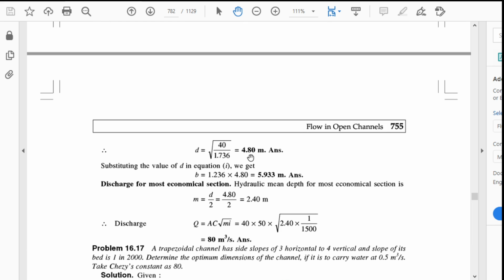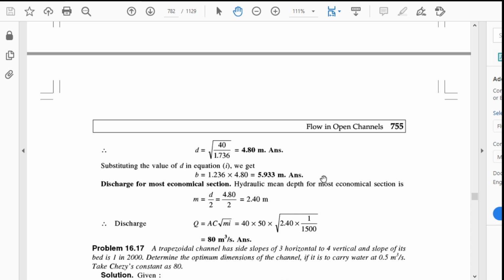The D is 4.80, and by substituting this value of D in the above equation, you can get the value of B equals 5.933 meters. Okay, D is 4.80 and the bed width is B equals 5.933.